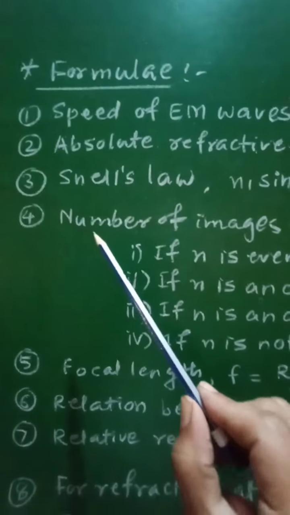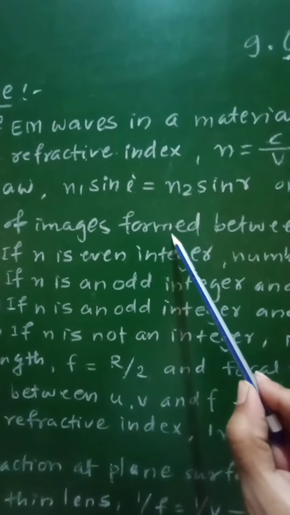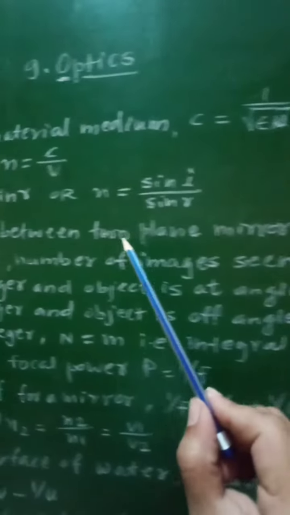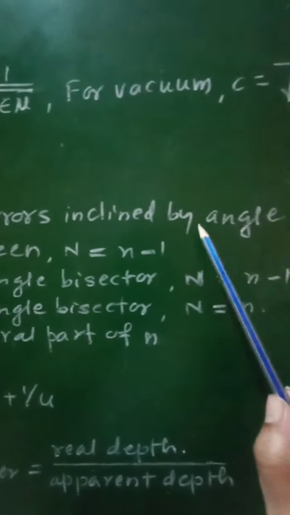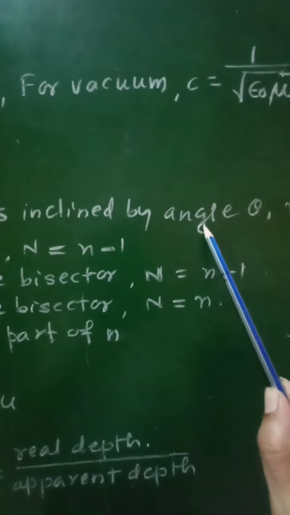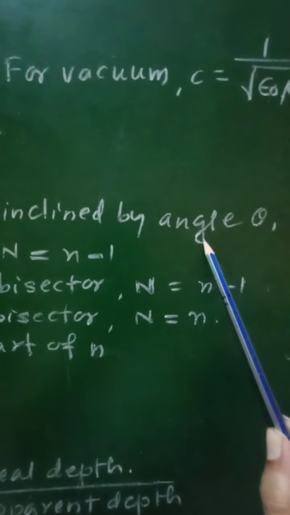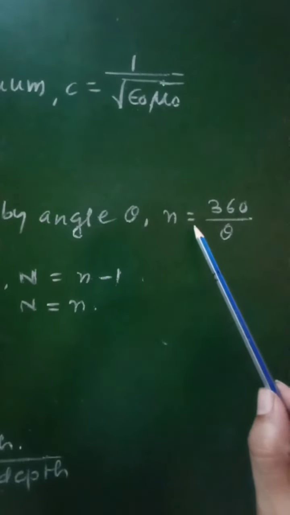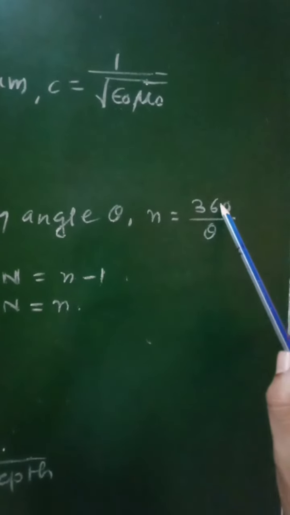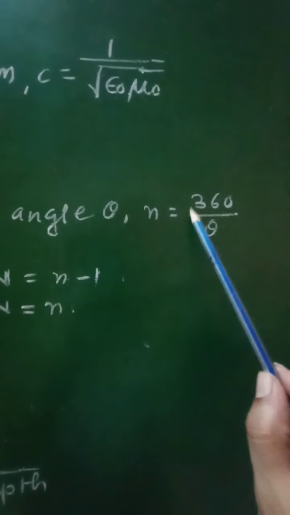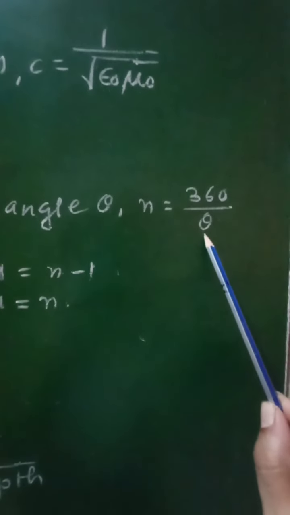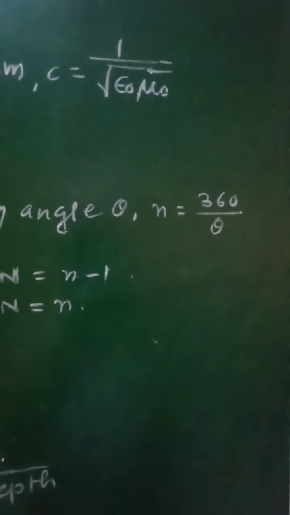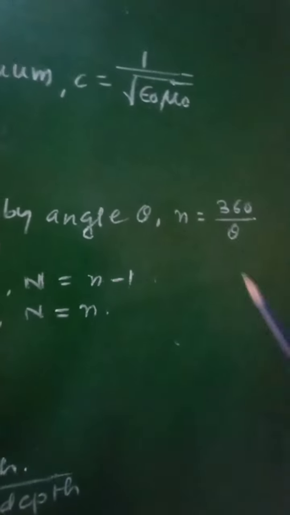Then the fourth formula is for the number of images formed between two plane mirrors inclined by angle theta. If there are two plane mirrors kept inclined with each other by angle theta, then the number of images formed n is equal to 360 divided by theta. This n represents the number of images formed, and the actual number of images observed will depend upon this value of n.